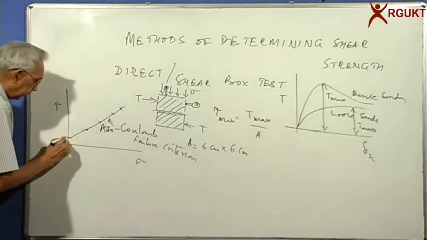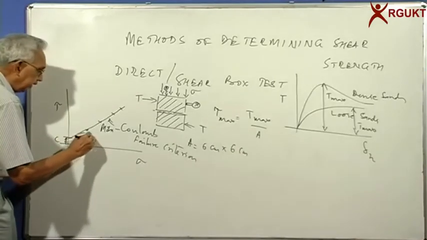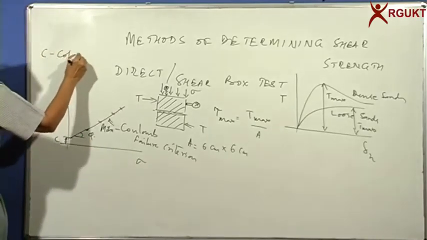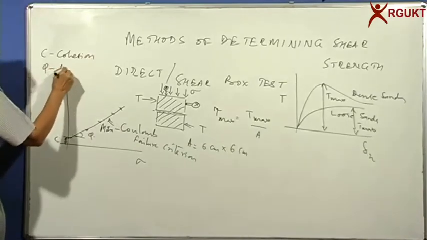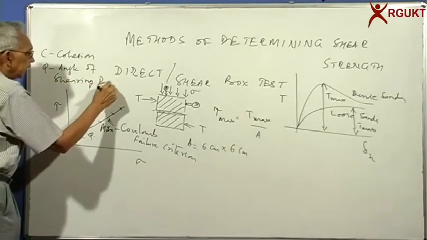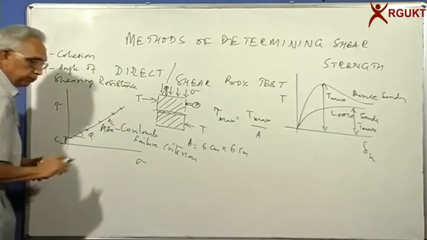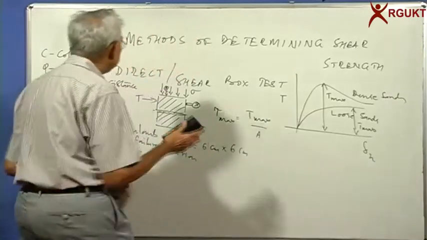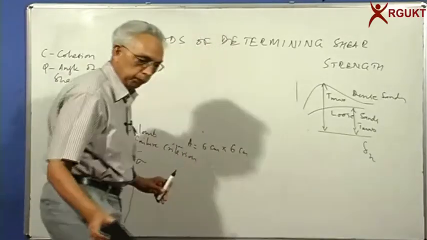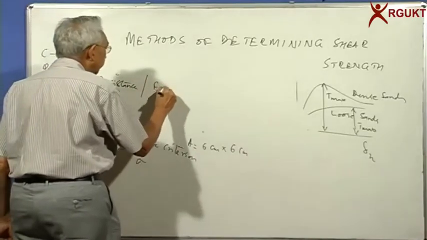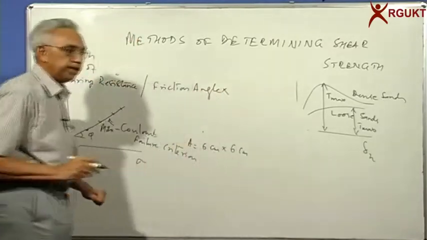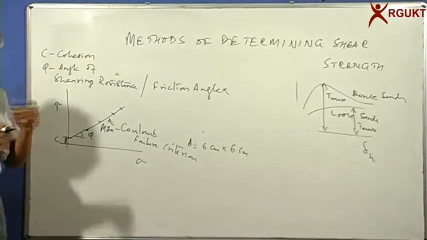according to which the intercept on the y-axis is called C, cohesion, and the slope or the inclination of the failure envelope is the angle of shearing resistance. C is called cohesion, and phi, technically and more precisely, we should call the angle of shearing resistance. People call it loosely, without realizing that, a friction angle. They use the word friction angle, which is not really correct, because the resistance is to shear and it is more than friction that matters.